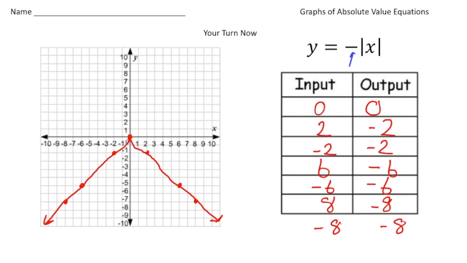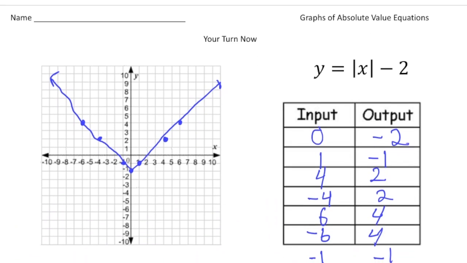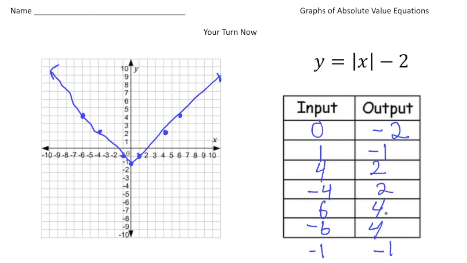All right, let's take a look at the second one. Your second problem was y equals the absolute value of x take away 2. And this is just like our first graph, except look at the y-intercept. The y-intercept is at negative 2, and that's the impact of this value right here. If this was, say, negative 3, well, the y-intercept would be at negative 3, and so on.